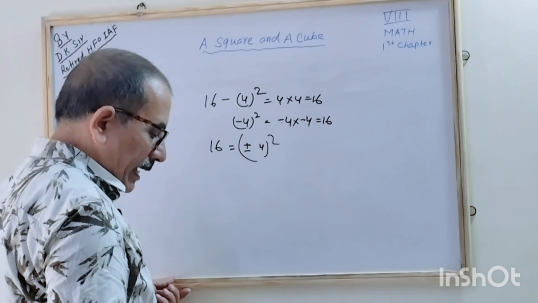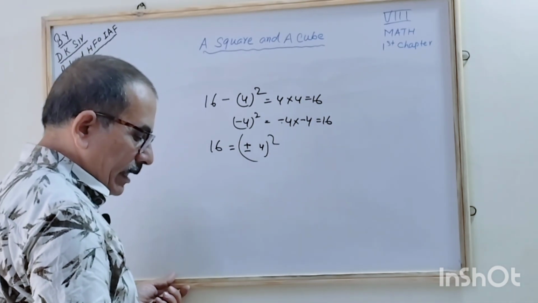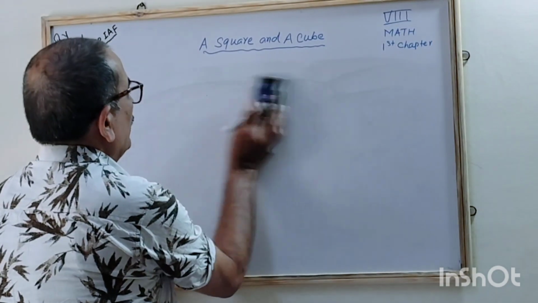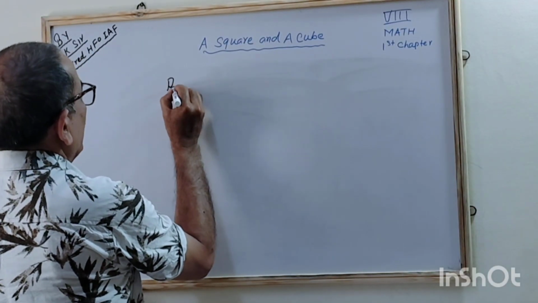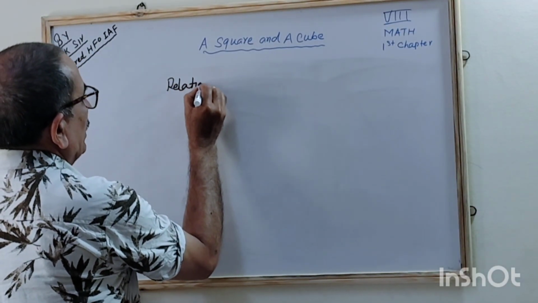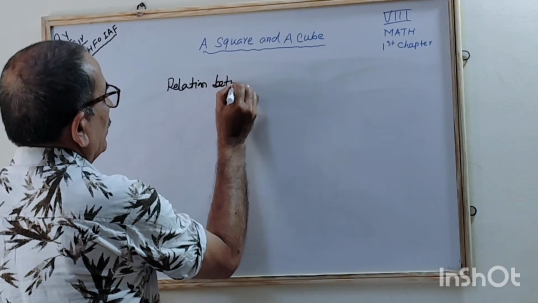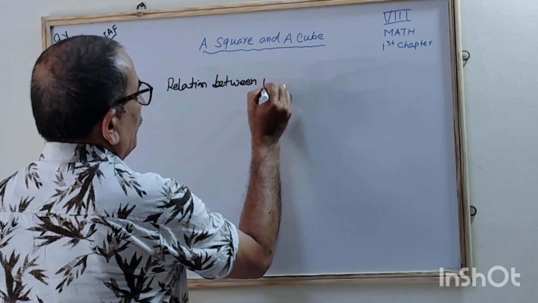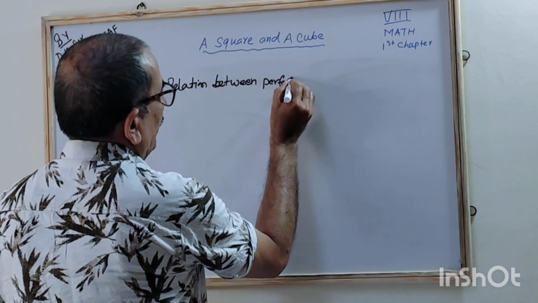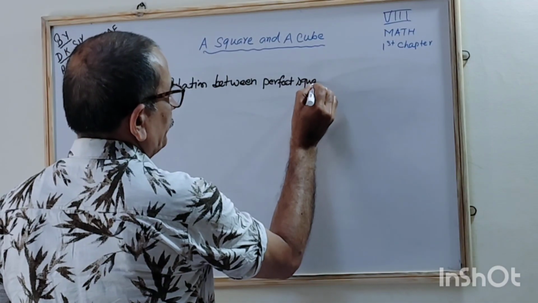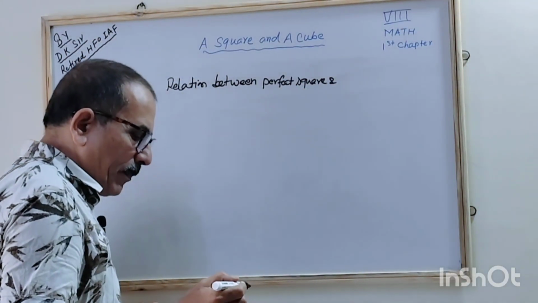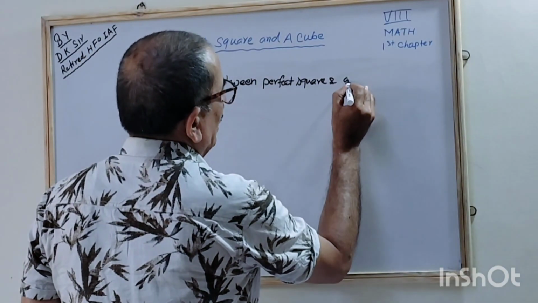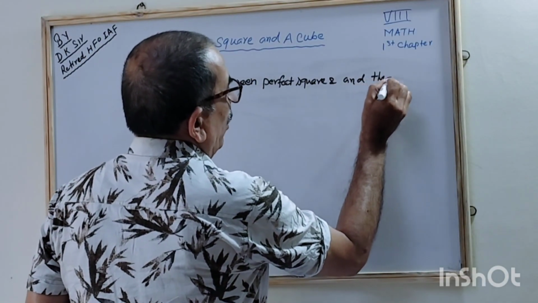Then we will see the relation between the perfect square and the odd number. Now first we will see what is the relation between a perfect square and the odd number.